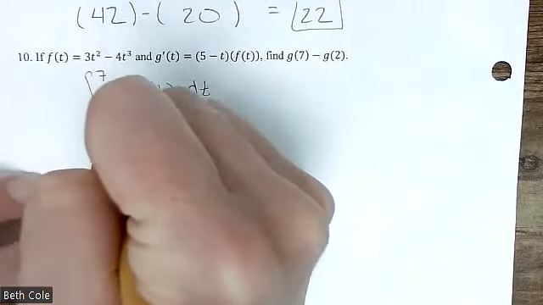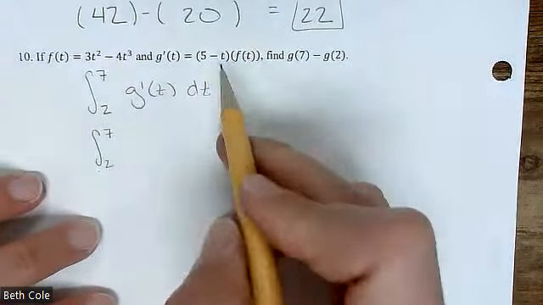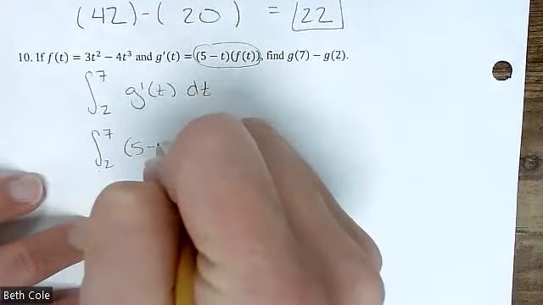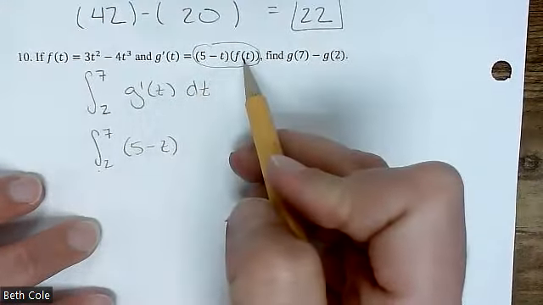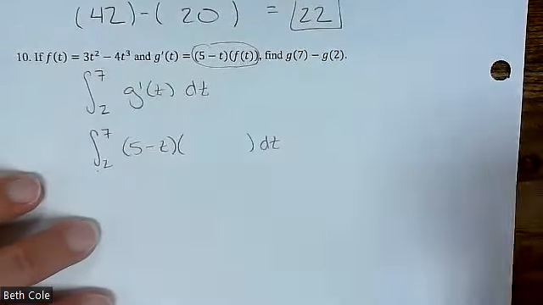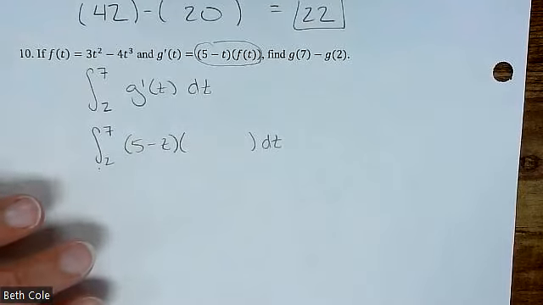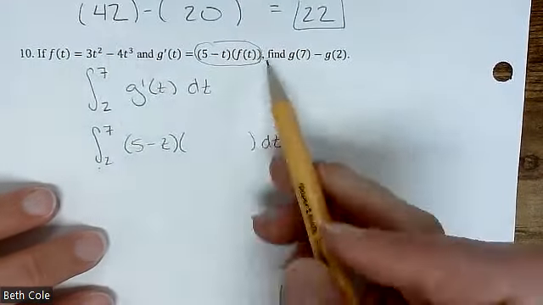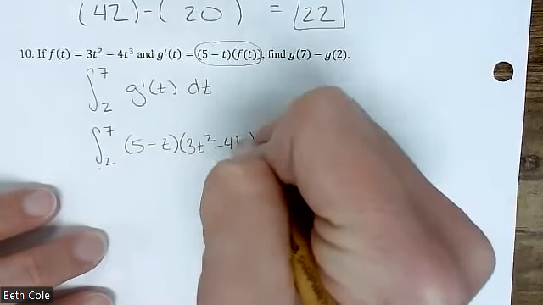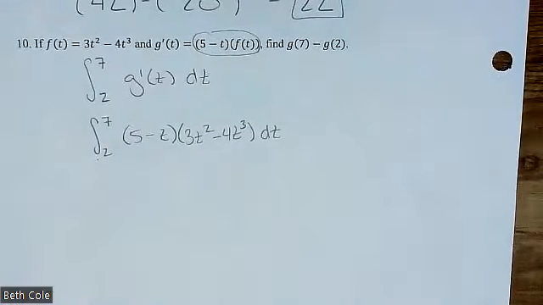All right. So that means they have to have given you g prime in some capacity, which they did. It's right here. It's 5 minus t times f of t. And what's f of t? Because they have to have given you that in some capacity. Yeah, the first there, right? 3t squared minus 4t cubed. I didn't make up this problem. Guess where I got it from?